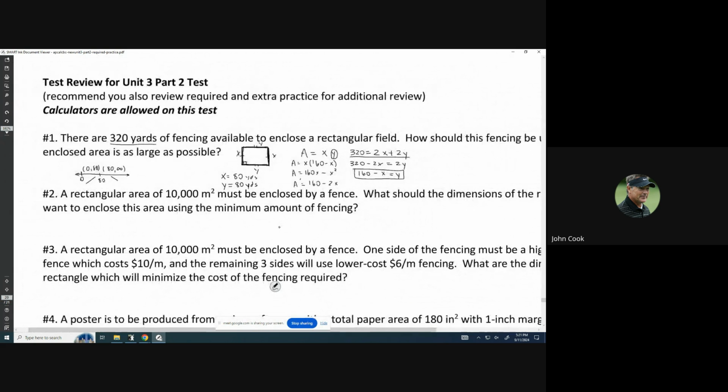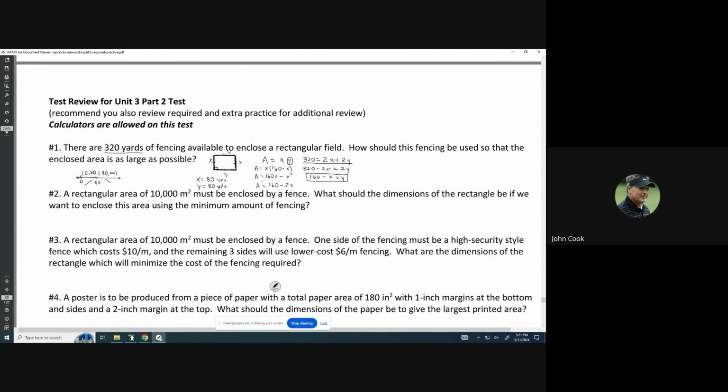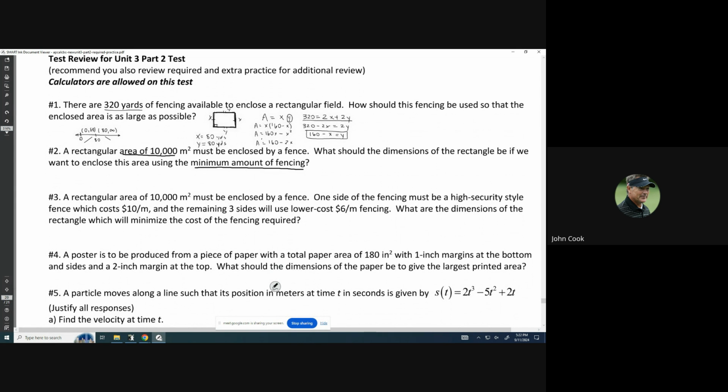Okay, so now let's take a look at number 2. All right, here we go. A rectangular area of 10,000 meters squared must be enclosed by a fence. What should the dimensions of the rectangle be if we want to enclose this area using the minimum amount of fencing? So now we're trying to minimize the amount of fencing, and we talked about that already. That's the perimeter. It seems like we're just going over the same kind of problem here, right? We're just given a different constraint. So let's use this information and minimize the amount of fencing, finding the perimeter, in other words.